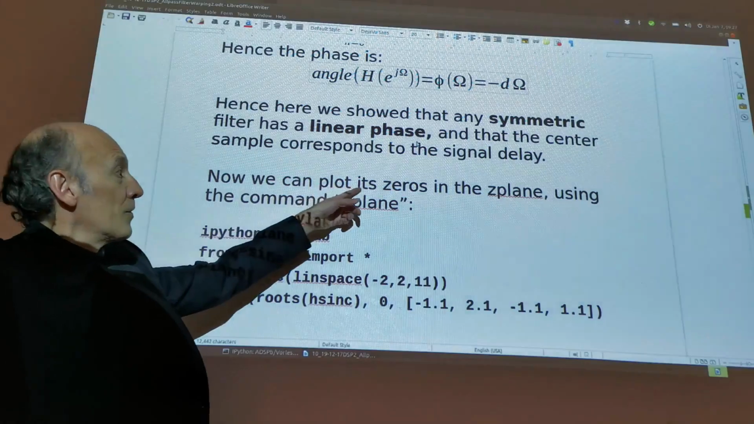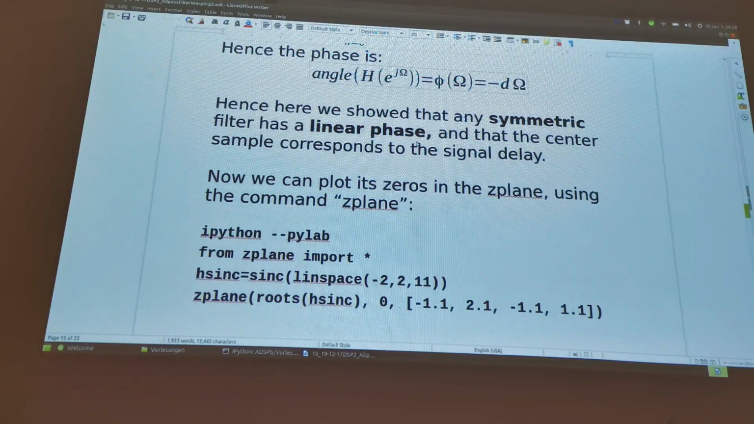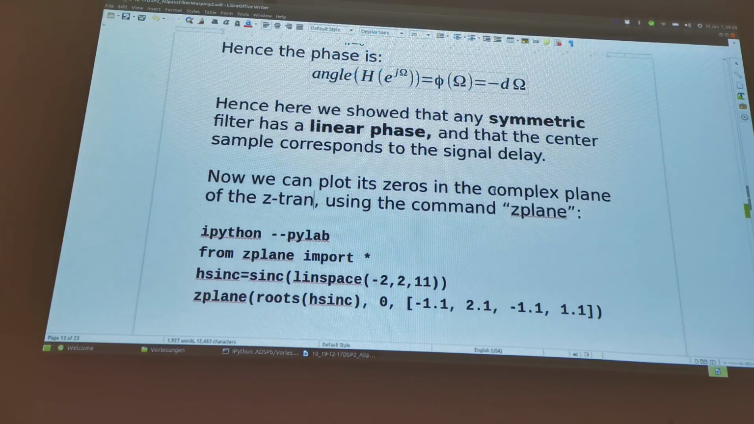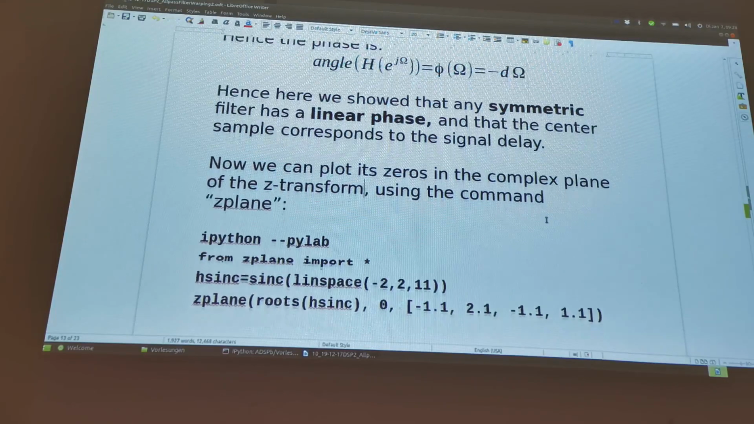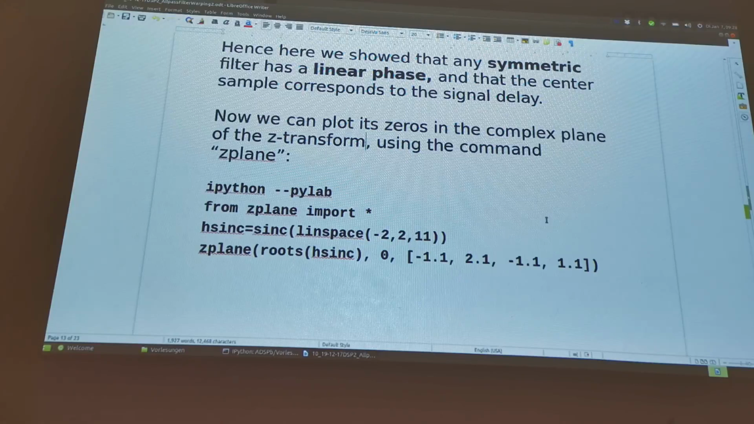Yeah, now we can also plot the zeros in the z-plane, so the zeros of our filters. So when we apply the z-transform, we get a polynomial, and this polynomial has zeros. And we can actually plot it in the complex plane of the z-transform, using our command z-plane. So z-plane is actually a function which you can find in Moodle 2. So you have to download it from Moodle 2.